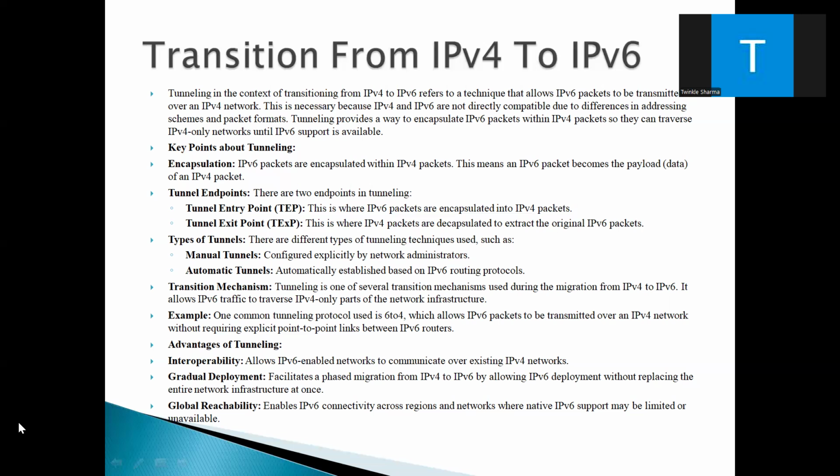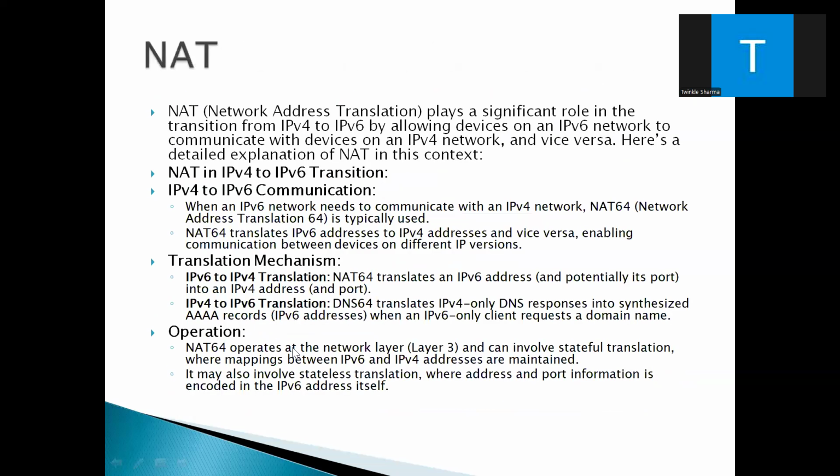It allows IPv6 traffic to traverse IPv4-only parts of the network infrastructure. Example: one common tunneling protocol used is 6to4, which allows IPv6 packets to be transmitted over an IPv4 network without requiring explicit point-to-point links between IPv6 routers. Advantages of tunneling: interoperability, gradual deployment, and others.